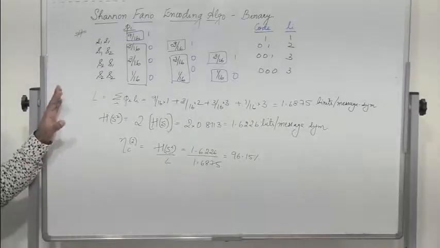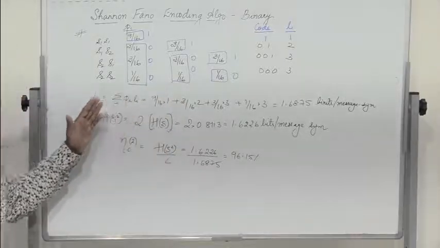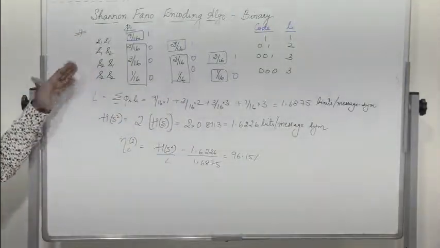So this is how we can use the Shannon Fano encoding algorithm to get a compact code for the given symbols or messages.